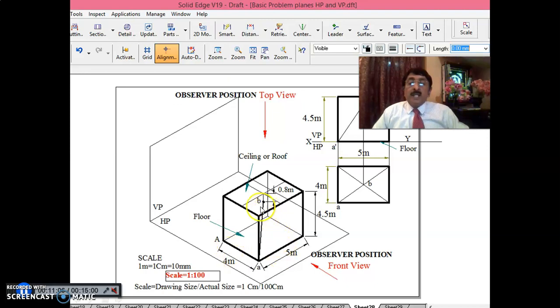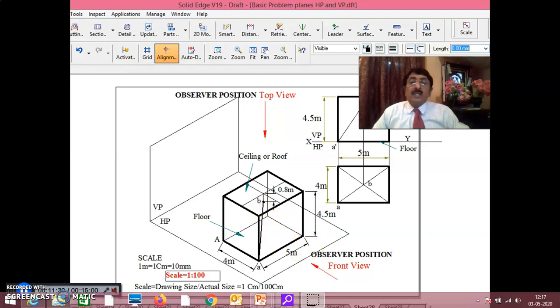See here. Now the fan motor is here and they have asked you to find the true distance between one of the ground corners and the fan motor. If you take this in the front view, it will not be parallel. Or in the top view also it will not be parallel. It will not be in its true length either in the front view or the top view.